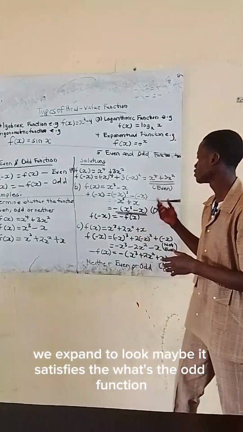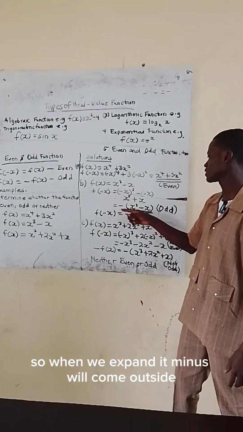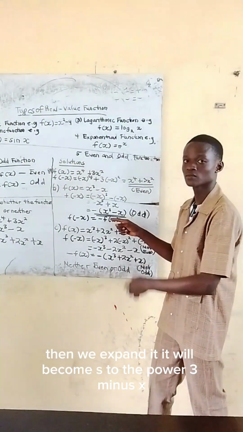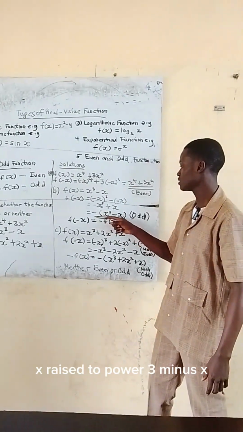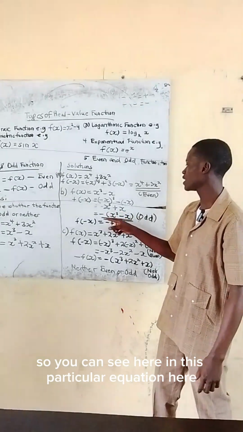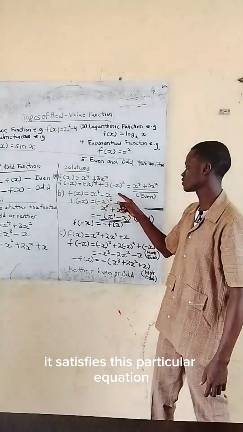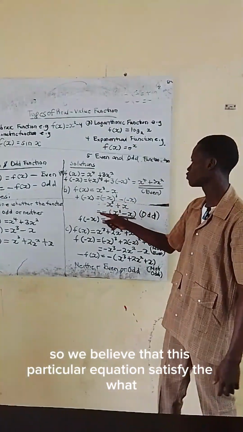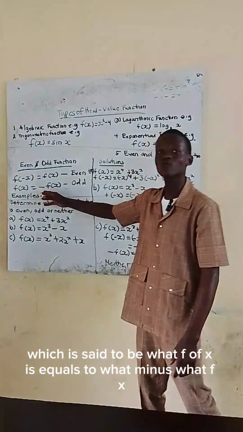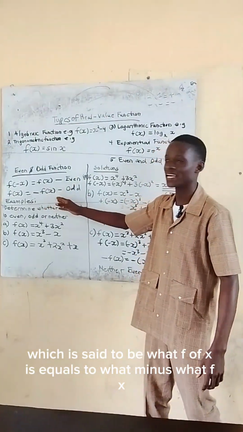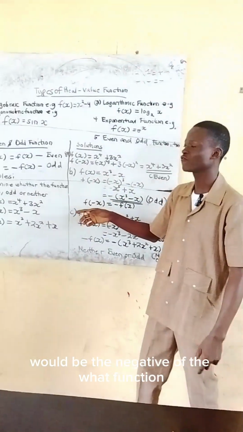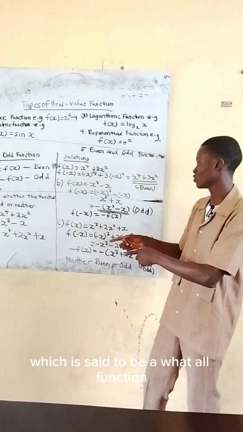When we expand it, minus will come outside. Then we expand it, it will become x raised to power 3 minus x, which is said to be an odd function. So you can see in this equation that it satisfies the odd function, which is f of x equals minus f of x. So the function of this x will be the negative of the function, which is said to be an odd function.